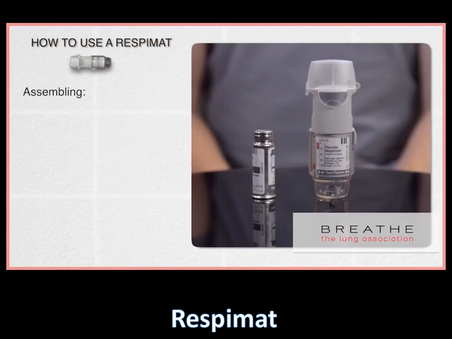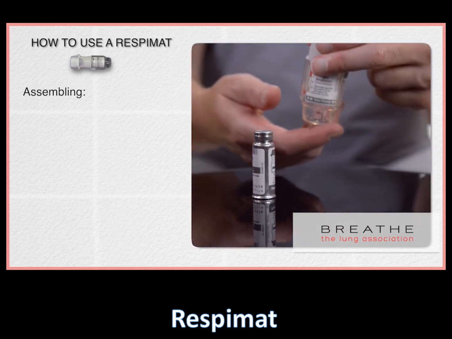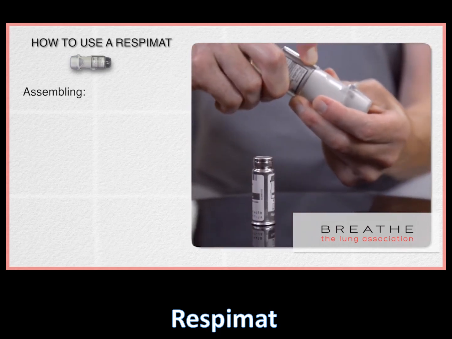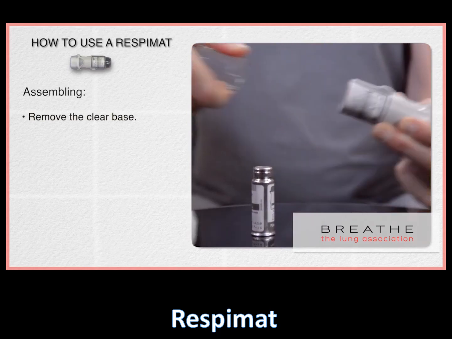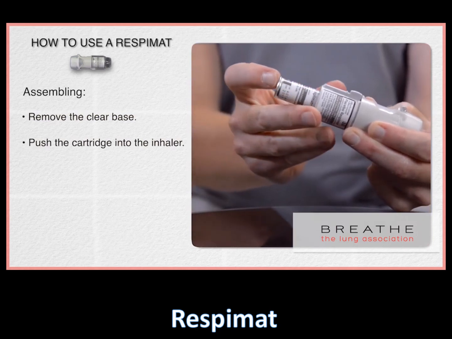The Respimat device comes in 2 pieces, the inhaler and a medication cartridge. Before it is used the first time, it will need to be assembled and primed. With the cap closed, press the safety catch to remove the clear base of the inhaler. Push the narrow end of the cartridge into the inhaler as far as it will go.